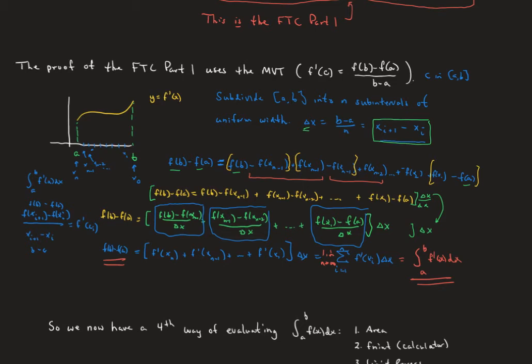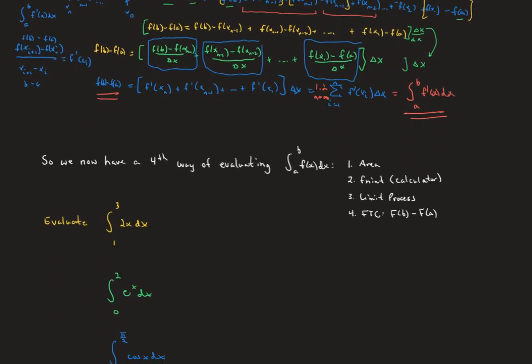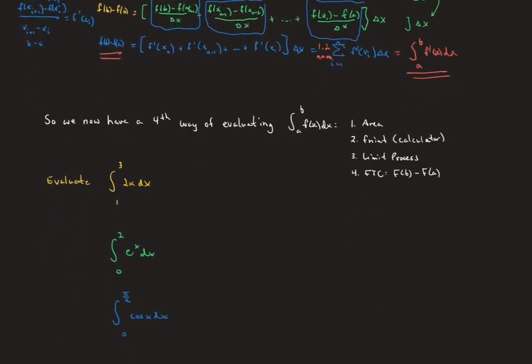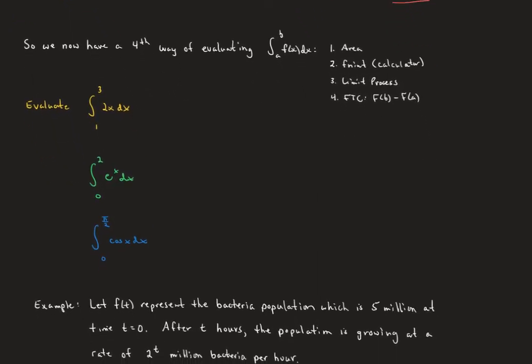You don't have to duplicate the proof, but we are going to use this all of the time. This is going to be our bread and butter now for evaluating definite integrals. So this is now our fourth way of evaluating a definite integral, the integral from a to b of f of x dx. One is, if we happen to know what the graph is and it's an area that we can figure out.